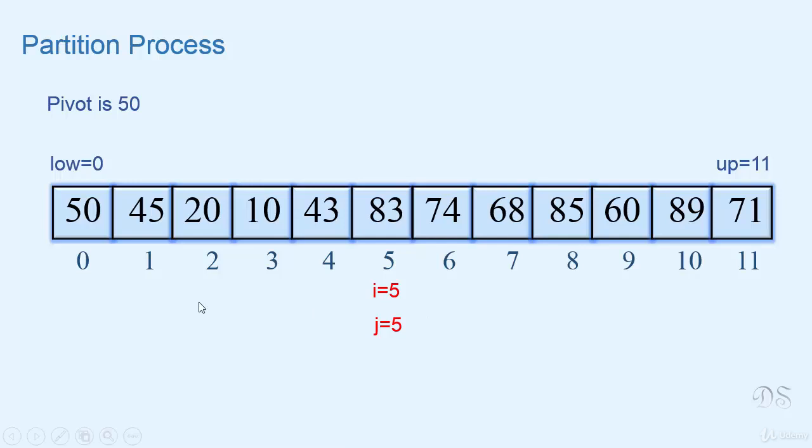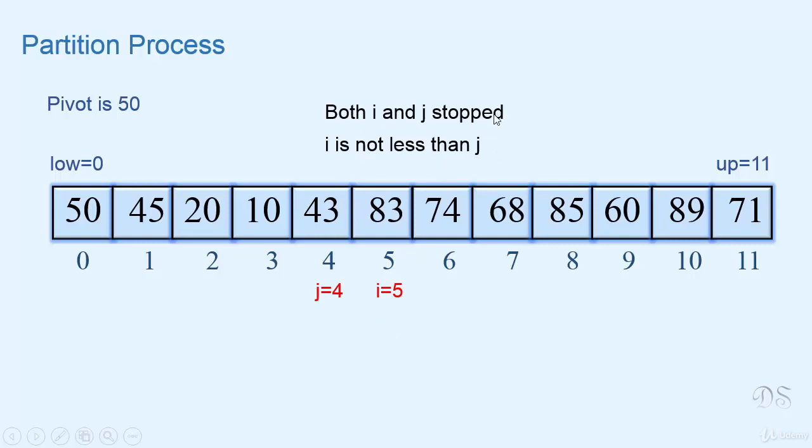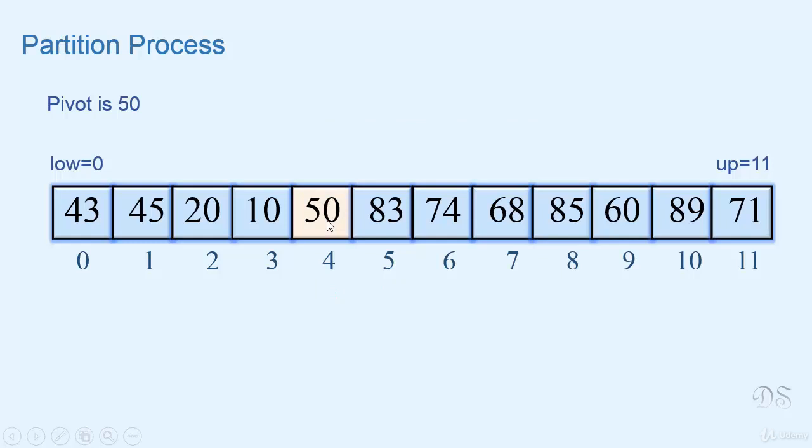Now we'll check whether we have to move i or not. A[i] is greater than pivot, so i will not be moved. We'll go to j. A[j] is greater than pivot, so j is moved to the left. Now A[j] is less than pivot, so j is stopped. Now both i and j are stopped, but i is not less than j. That means we have found the proper place for pivot, and that place is j equal to 4. So this element is placed here and pivot is placed here. Now this pivot has come at its proper position.